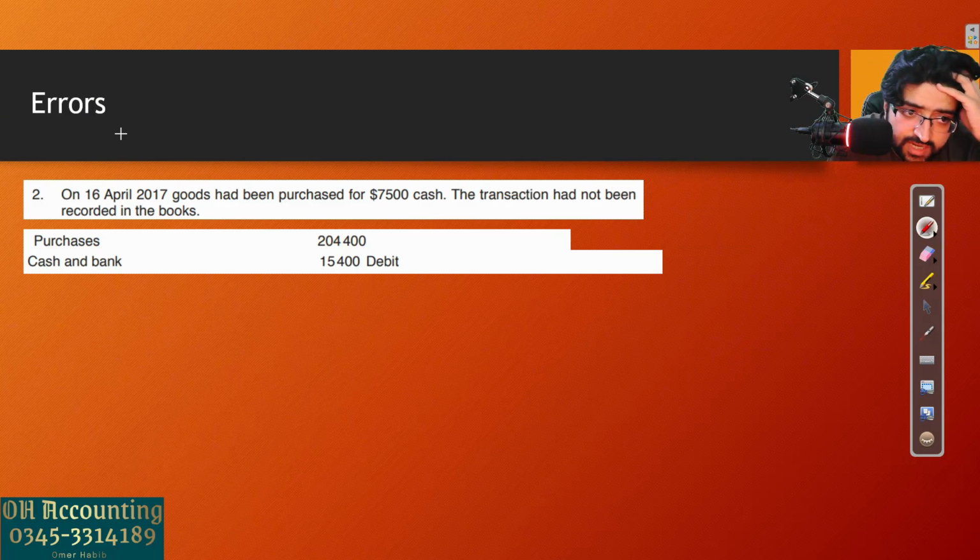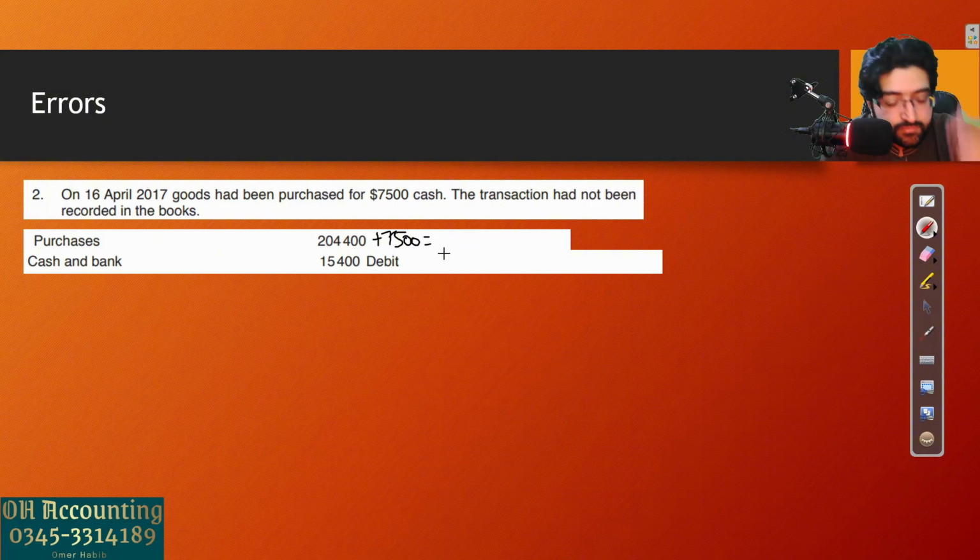Okay, so let's read this as an example. On 16th April, goods had been purchased for 7500 cash. The transaction had not been recorded in the books. In simple words, we purchased goods and paid by cash and did not record it in our books. So what should we do? We should add 7500 to purchases, right? Because apart from these purchases, we had purchased more goods which we forgot to record.